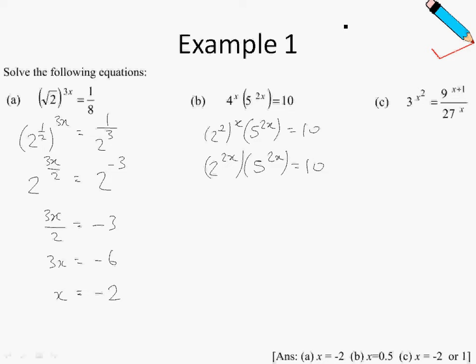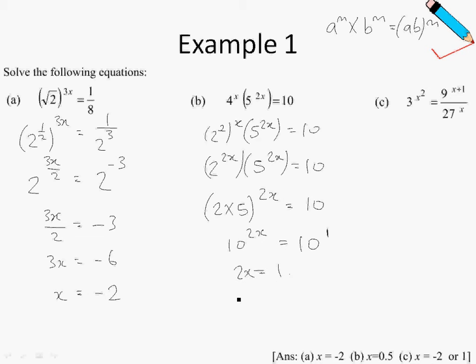Recall in our laws of indices that a to the power of m times b to the power of m is equal to ab to the power of m. Over here I'm going to use that law. So 2 times 5, all to the power of 2x, equals 10. We all know that 2 times 5 is just 10, and 10 is equivalent to writing 10 to the power of 1. So 2x equals 1 and x is equal to half.